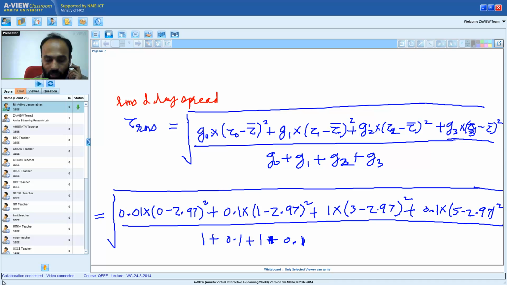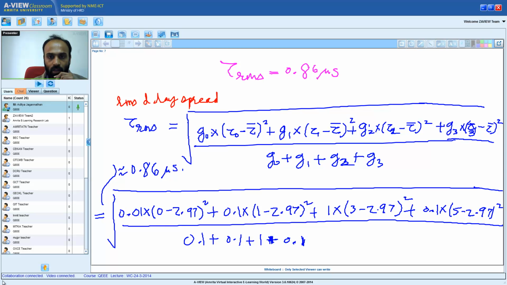Yeah, 0.85 microseconds. Correct. That is the correct answer. Approximately 0.85, 0.86 microseconds. So approximately 0.86 microseconds. Yeah, correct. B0 is 0.1. Correct. Got it. Thank you. So this is 0.86 microseconds. So the value of tau RMS is approximately 0.86 microseconds. RMS delay spread equals 0.86 microseconds.